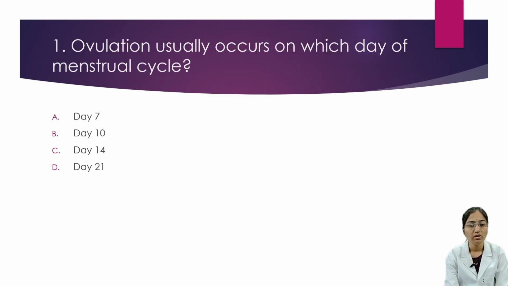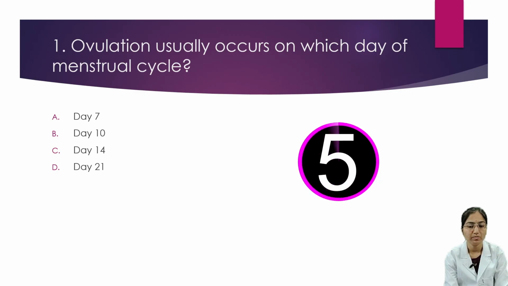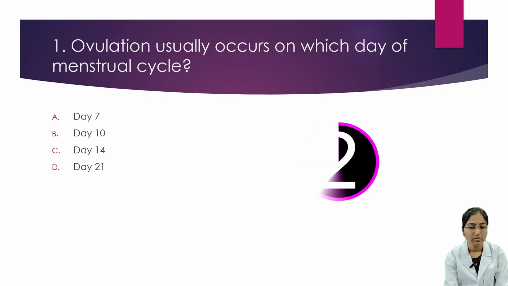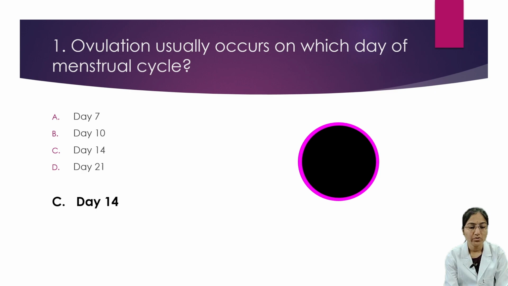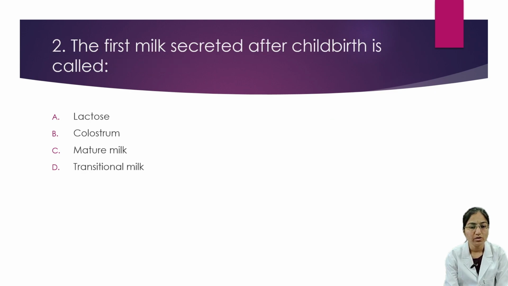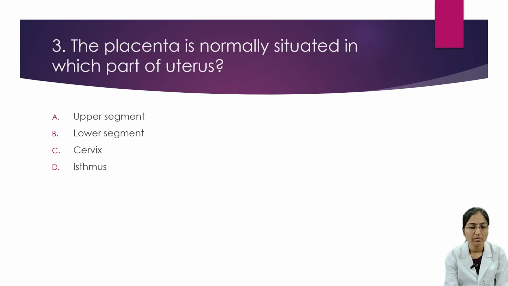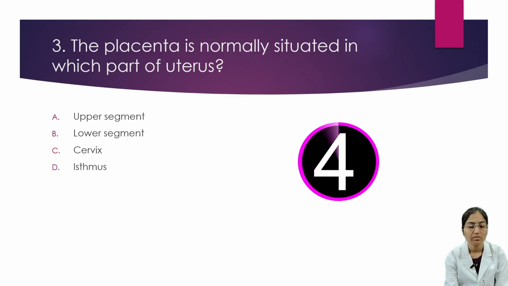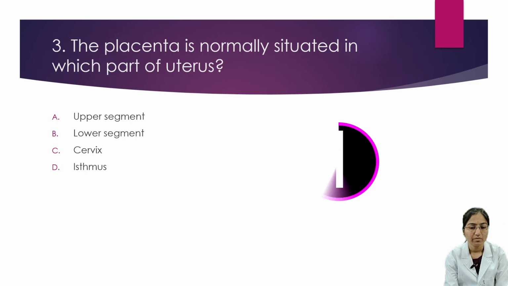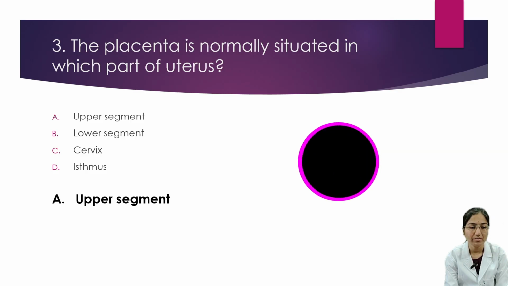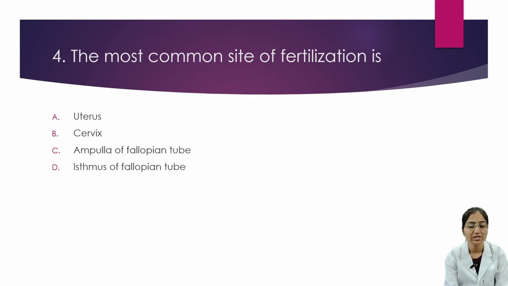We'll see the first question. Ovulation usually occurs on which day of menstrual cycle? Options are here. Day 14th. The first milk secreted after childbirth is called colostrum. The placenta is normally situated in which part of uterus? Upper segment.